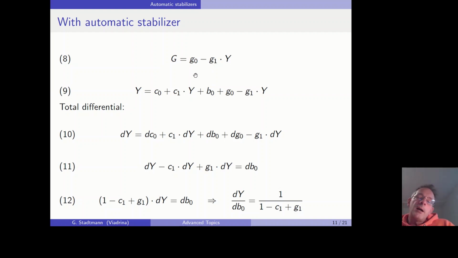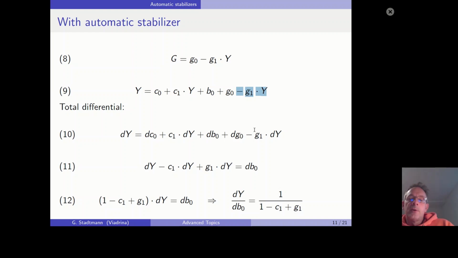So now we have to define the right hand side here. G0 is an autonomous component of government spending, and then government spending also depends on GDP in a negative way. And G1 is also a parameter, and we assume that G1 is constant. So then this is our goods market equilibrium condition in case that an automatic stabilizer is included. So we have one additional term here.